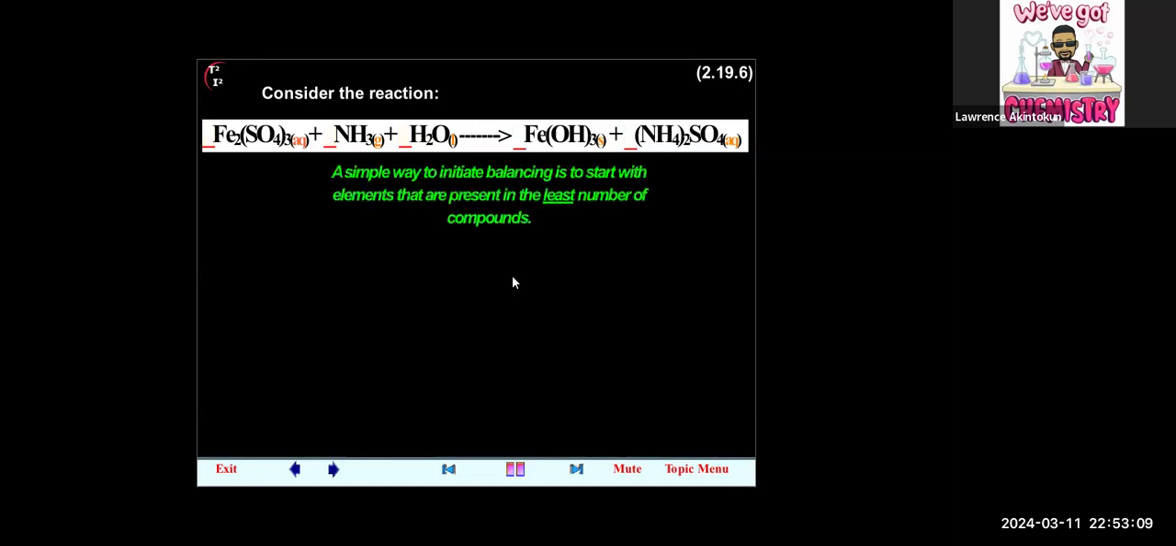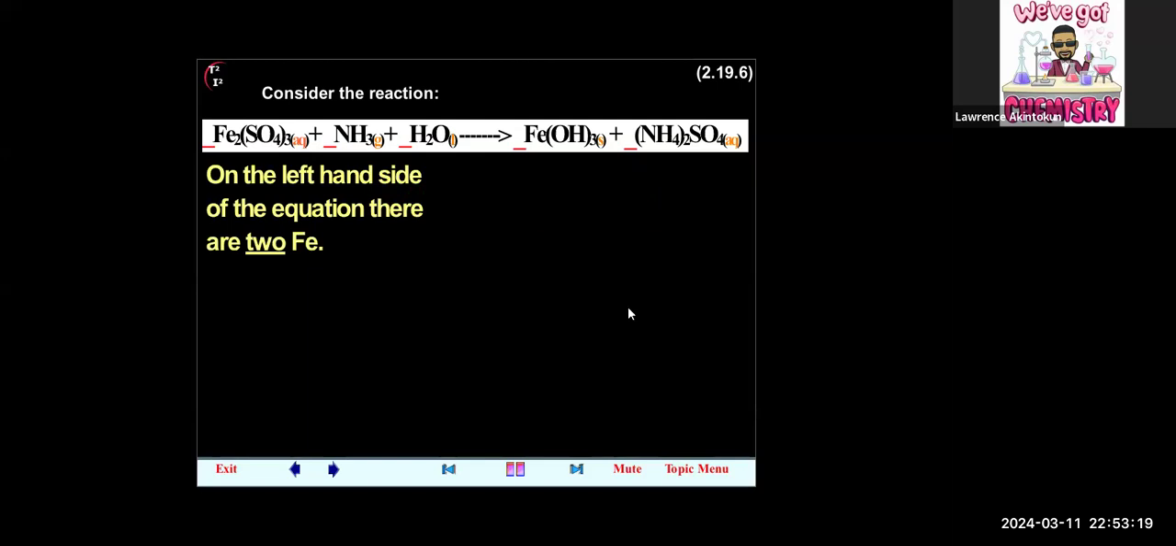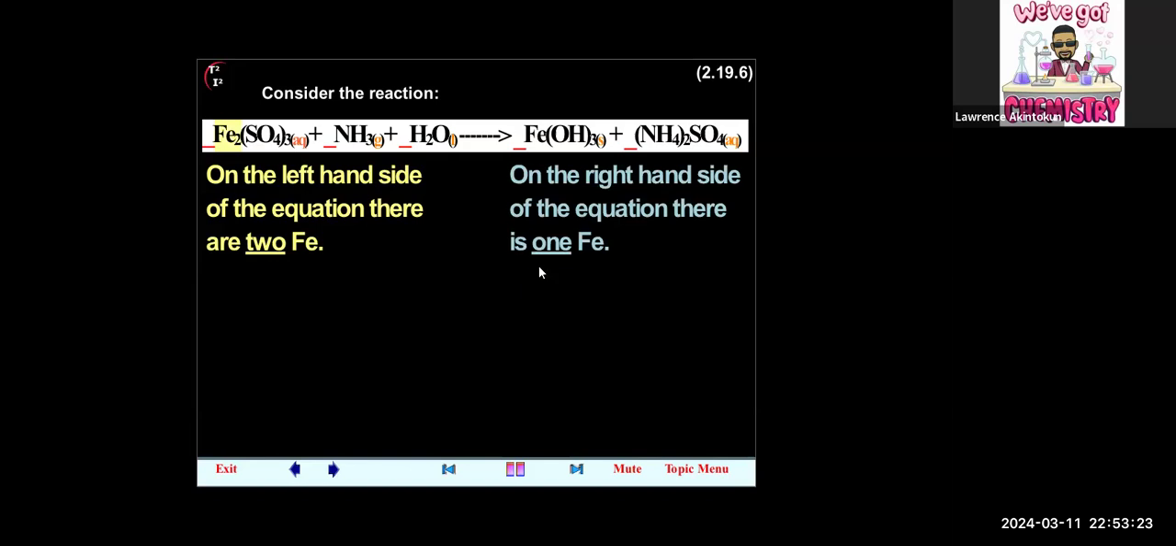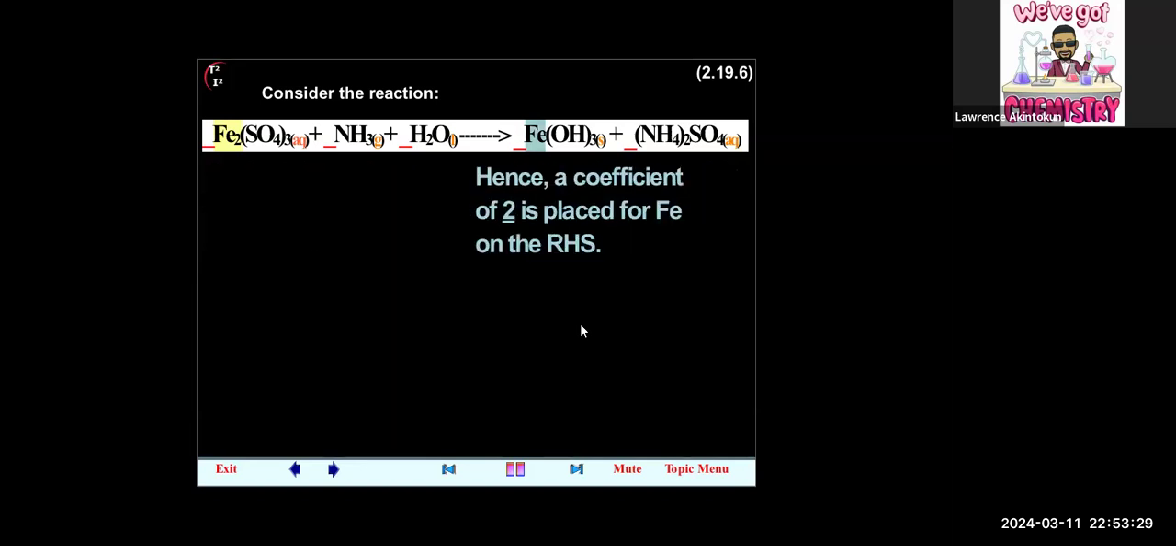A simple way to initiate balancing is to start with elements that are present in the least number of compounds. On the left-hand side of the equation, there are 2 Fe. On the right-hand side of the equation, there is 1 Fe. Hence, a coefficient of 2 is placed for Fe on the right-hand side.